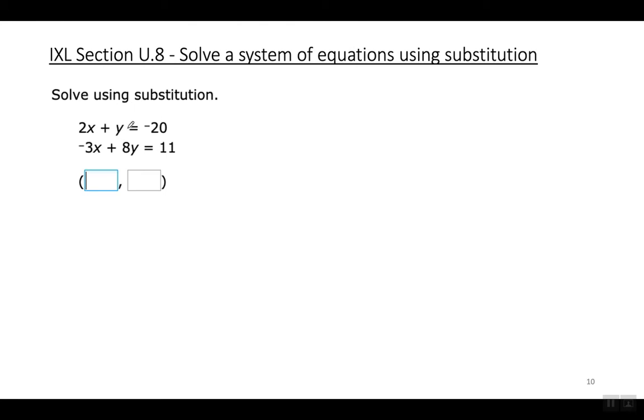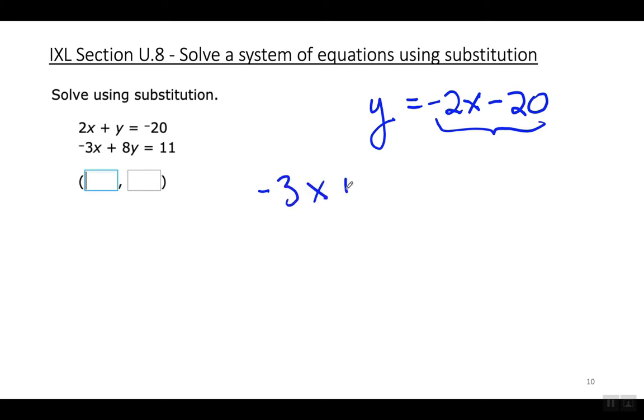All right, now if you look at this one, I got to get either x or y isolated to begin with. Since I see this y right here with no coefficient in front of it, I'm going to get that y isolated because that looks like the easiest one to start with to me. All right, so all I got to do is move the 2x to the right and it becomes negative. So y equals negative 2x minus 20. Now I can take this expression and plug it into the bottom equation. So it'll say negative 3x plus 8 times negative 2x minus 20 equals 11.